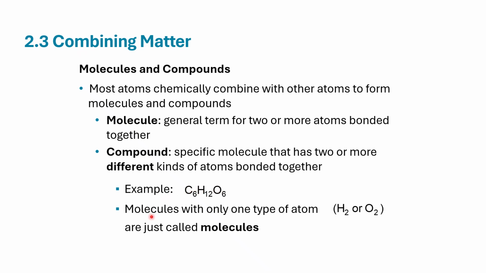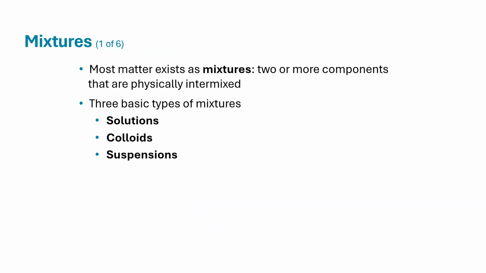So molecules with only one type of atom, H2 or O2, is a molecule. Compounds are different types. Most matter exists as mixtures, two or more components that are mixed or intermixed. These basic types of mixtures are called solutions, colloids, or suspensions. Let's take a look at those.